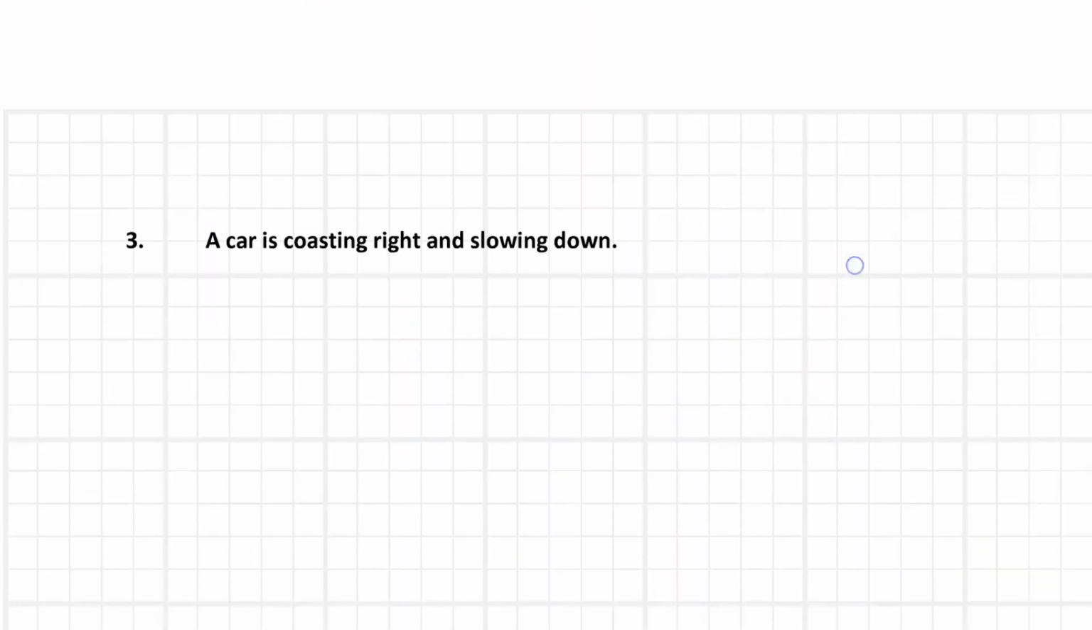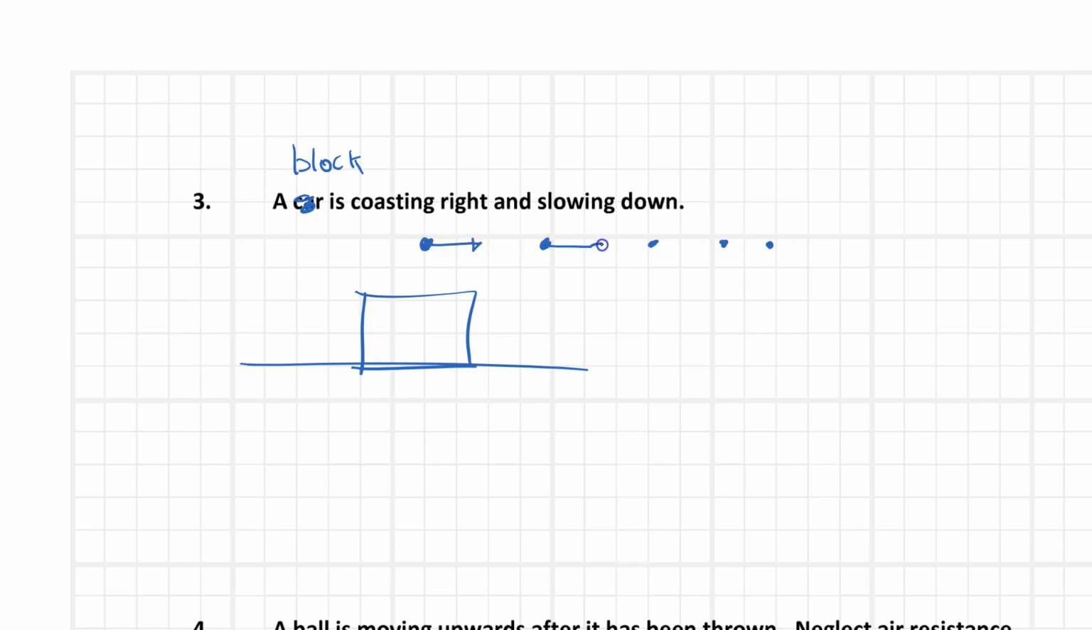Moving on to the next page. A car, instead of a car, because it's hard to draw, I'm going to say a block. I don't know, a piece of wood or something. So, here's my block. It is coasting, moving right and slowing down. So again, if I was to draw a motion map for this, kind of like this is what it looks like, and these arrows are getting shorter as we go by.